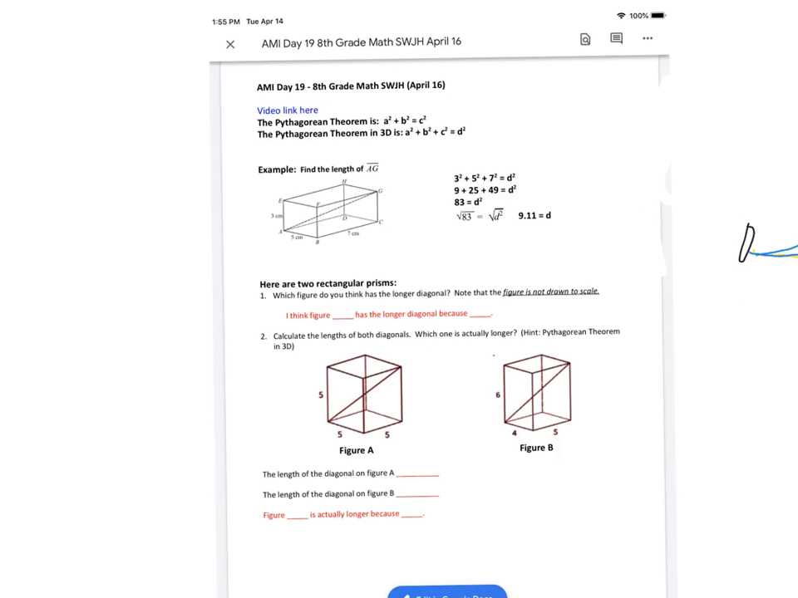So once again, the main thing we're trying to answer on number one is which figure you think has the longer diagonal. So that's kind of a guess. What do you think and why do you think it? And then number two, we're actually going to do the Pythagorean theorem twice, or we're going to just simply apply the given formula for Pythagorean theorem in 3D.